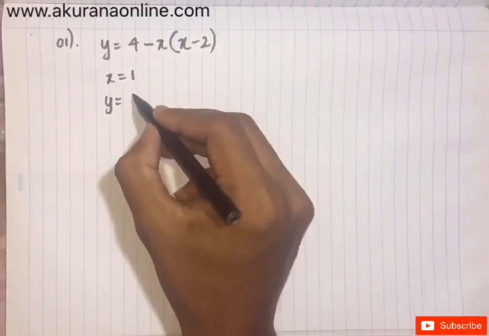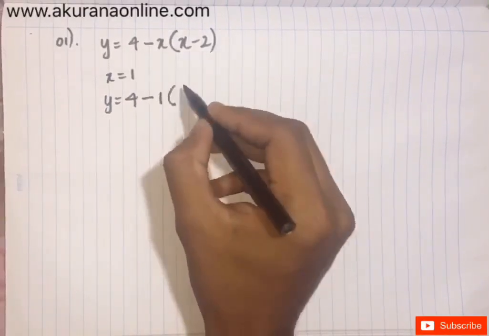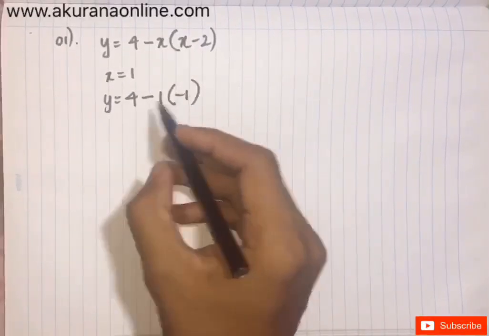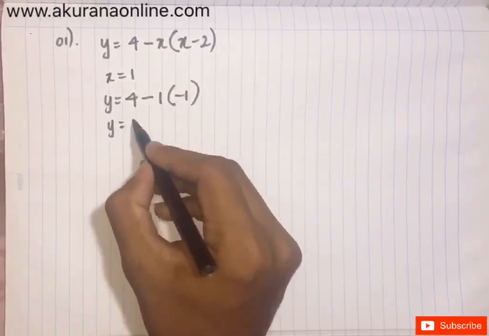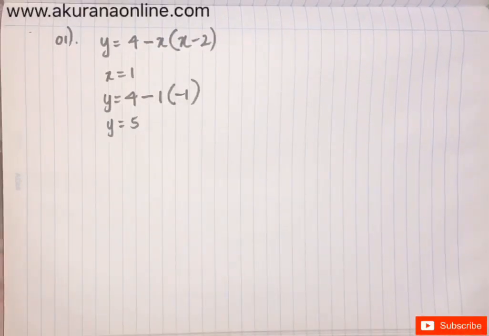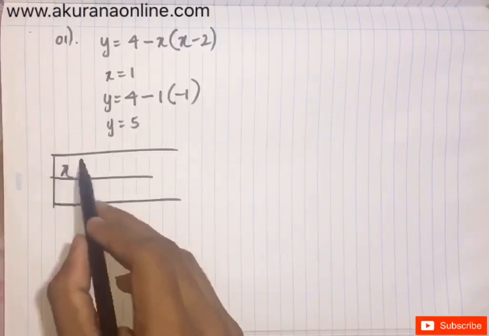Therefore, let us substitute: 4 minus 1 is 3, and then here you have 1 minus 2, which is minus 1. Therefore, 3 multiplied by minus 1 is minus 3. Okay, now you know all the coordinates. If you look at the chart in the paper, all the values of x and y are given. You know all these values.